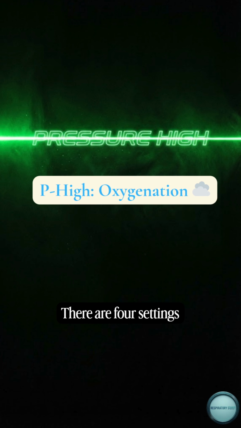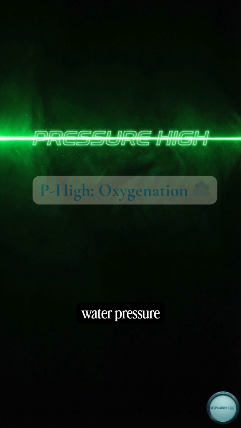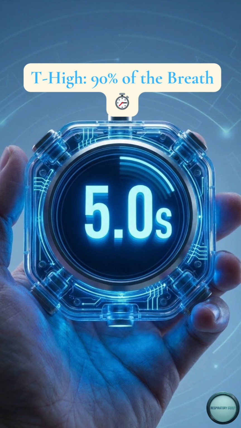There are 4 settings you need to master. First, P high. This is your recruiting pressure. It dictates oxygenation. We usually match this to the previous plateau pressure, typically 20 to 30 centimeters of water pressure. Second, T high. This is how long we hold that pressure. In APRV, this is huge, usually 4 to 6 seconds. This is 90% of the breath cycle.